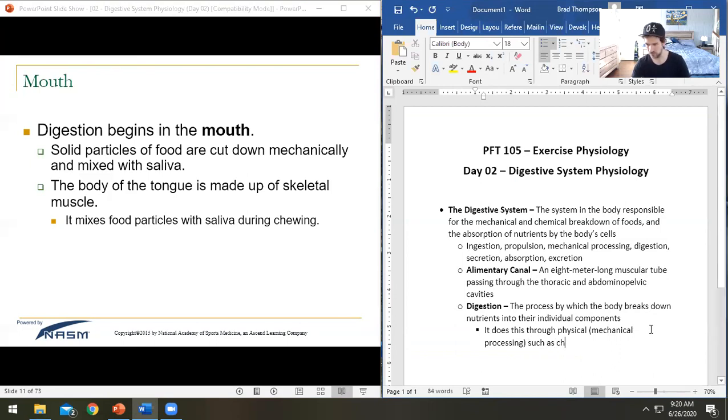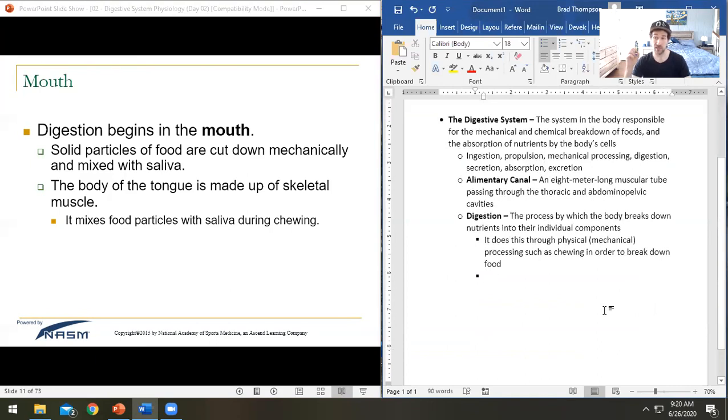Oh, whoops, hold on. I put my parentheses in the wrong place. Such as chewing or folding things around in your stomach in order to break down food. So some of it's physical, right? Chewing is a really good example of physical processing. That is the process of digestion.